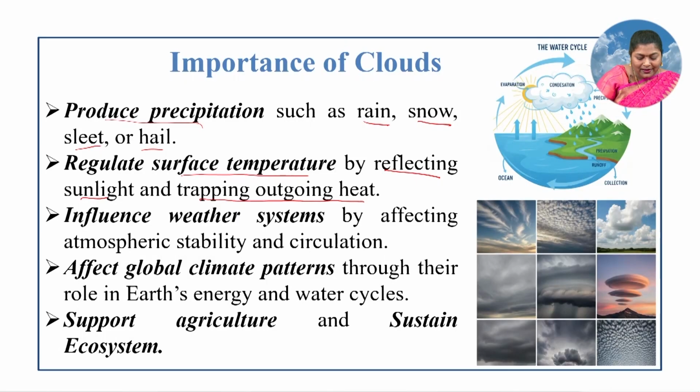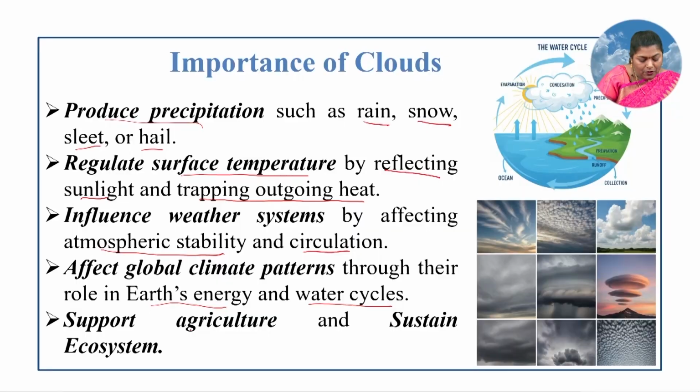It influences the weather system by affecting atmospheric stability and circulation. It also affects the global climatic patterns through Earth's energy and water cycles. So the energy circulation and water cycle balance is most important to determine the global climate patterns. It supports agricultural activity and it also sustains the ecosystem. So in such a way, clouds play a dominant role in determining the climate or weather of that particular region or global scale.